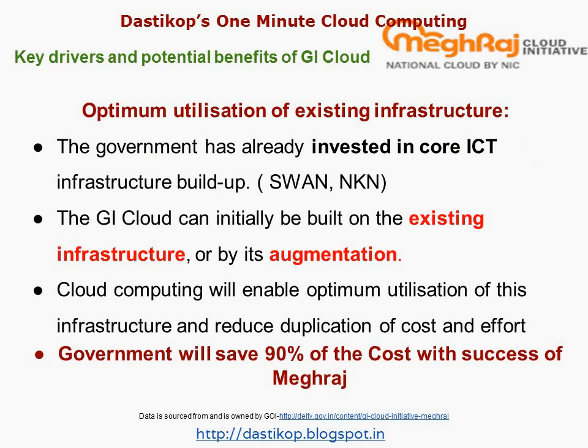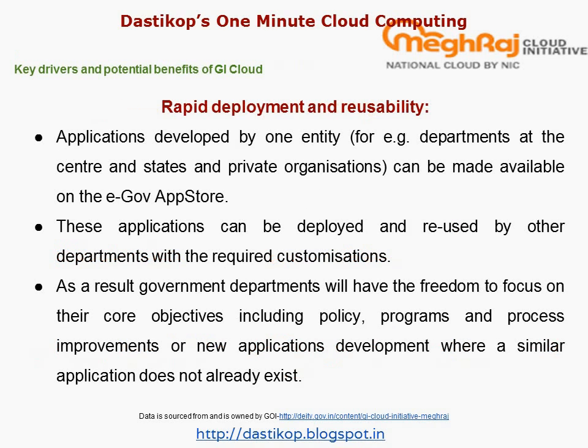The first reason is again a repetition, optimum utilization of existing infrastructure. We have invested a lot in IT infrastructure like NICs, that is National Informatics Centers and all. That is to be optimized. For example, I told you SWAN is there, NKN is there. SWAN is State Wide Area Networks, and NKN is National Knowledge Network. We want to take most of the investment that we have made. If we make this progress very effectively, the Indian government is going to save up to 90% of the cost with the success of Meghraj. So whatever money we have invested in infrastructure, if we can integrate it using virtualization technology, which is part of cloud computing, we are going to save 90% of the investment that we have made.